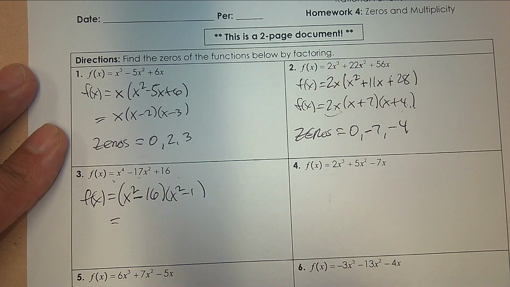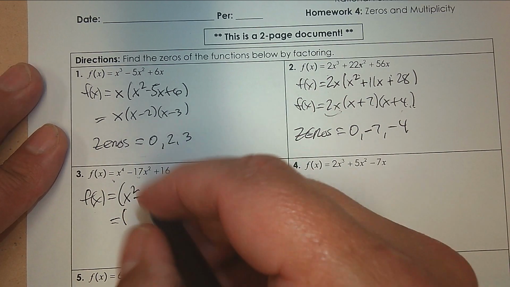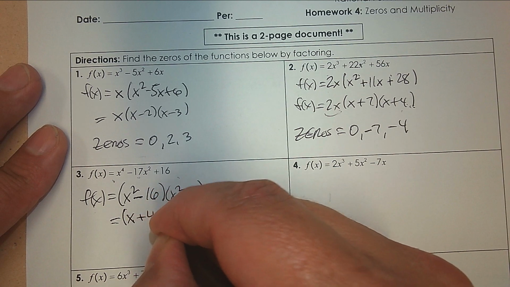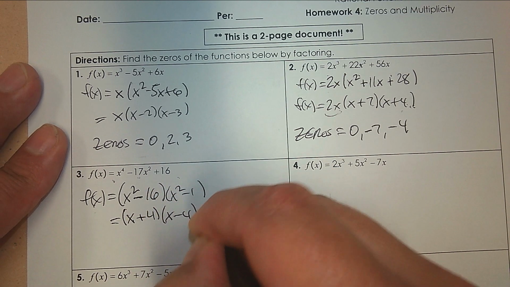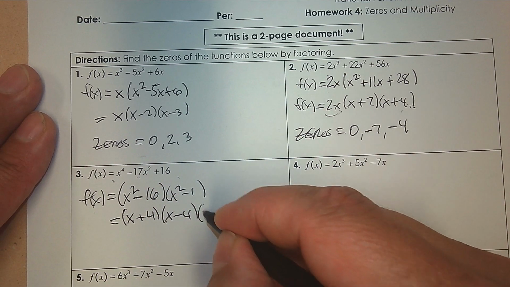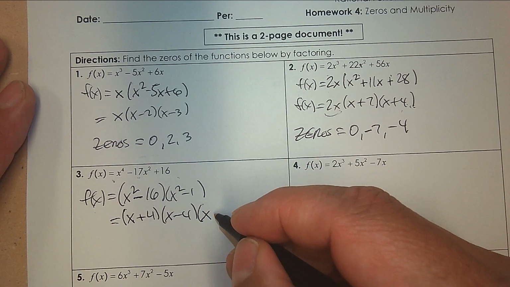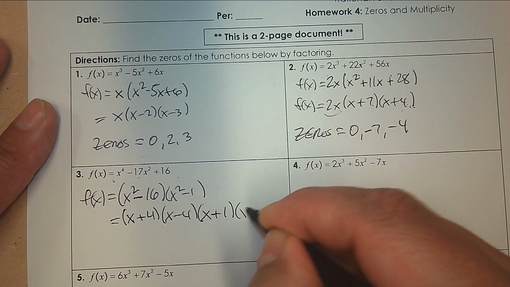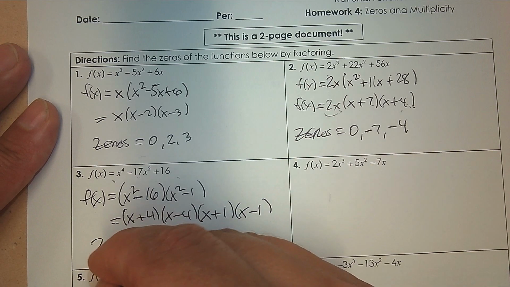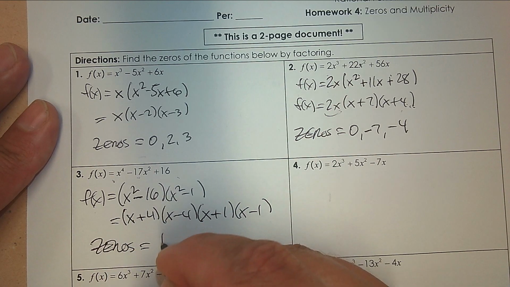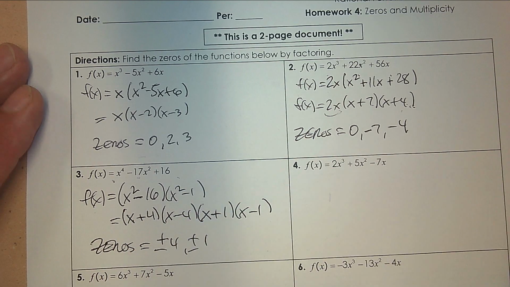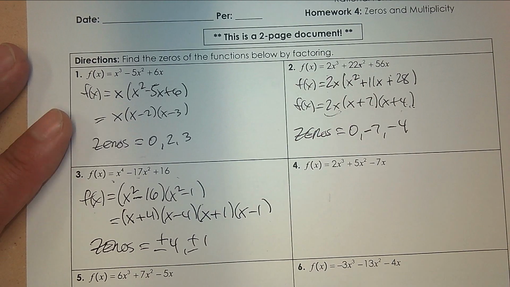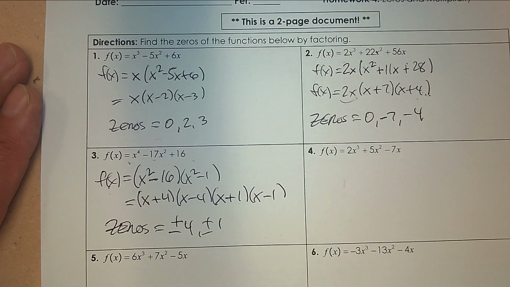Now there's another step here. This is a difference of squares. The square root of x squared is x. The square root of 16 is 4. So it's +4 minus 4. The next one, the square root of x squared, and the square root of 1. So +1 minus 1. Now that it's completely factored, we can see what our zeros are. So you have positive and -4 and positive and -1.